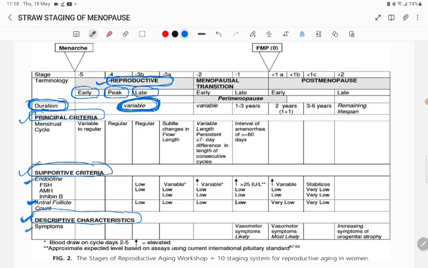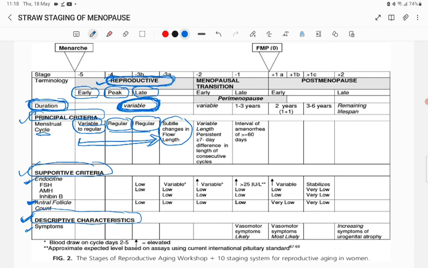Okay, in the first, the reproductive age group, the menstrual cycle in the early phase is variable to slightly regular, then in the peak phase it is regular, and in the late phase it is also regular. Early it is variable, then gradually it becomes regular. And in the late phase we see subtle changes in the flow and length. Okay, then the principal criteria is the menstrual cycle.